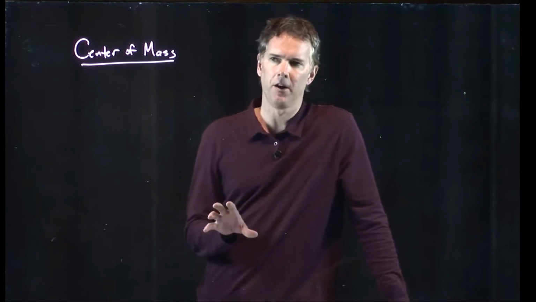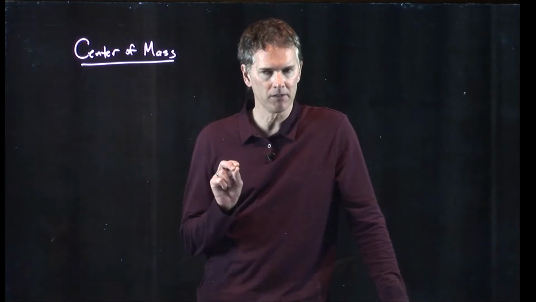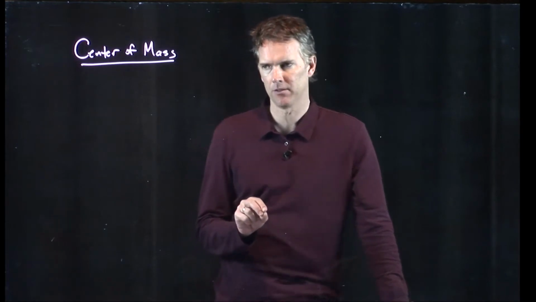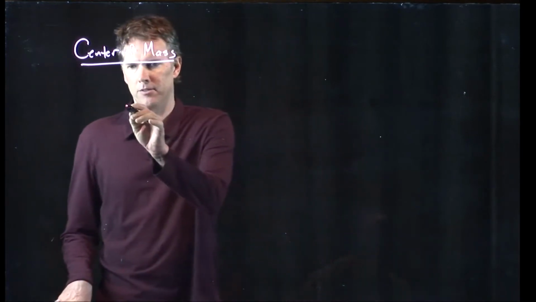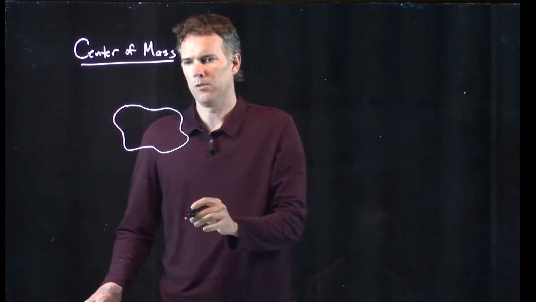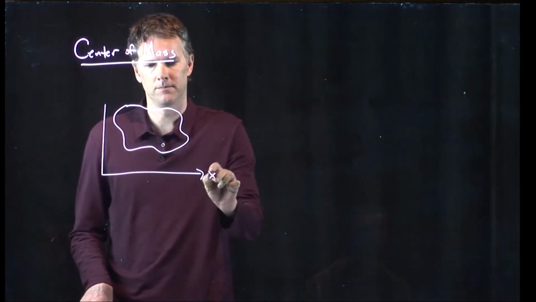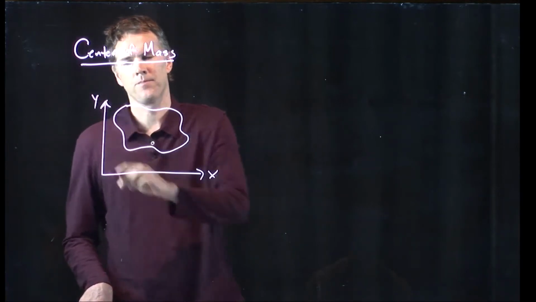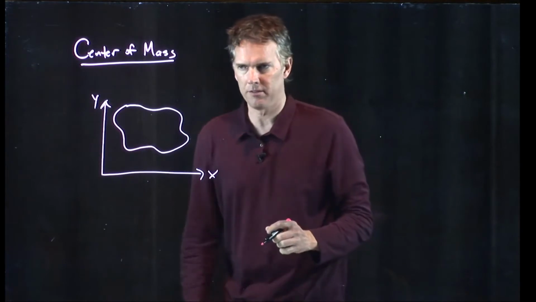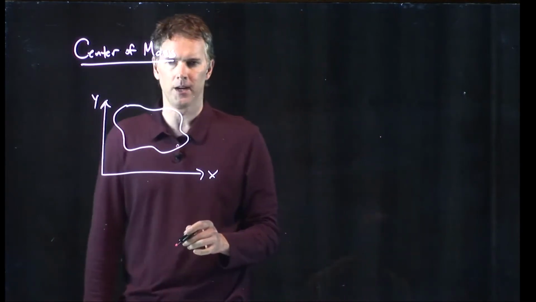One concept that we've been talking about a bit is this idea of the center of mass. But we need to be careful in defining what exactly we mean by the center of mass. So anytime you have some object, you can always draw a coordinate system wherever you like. If that was my coordinate system, where would the center of mass be for this object?